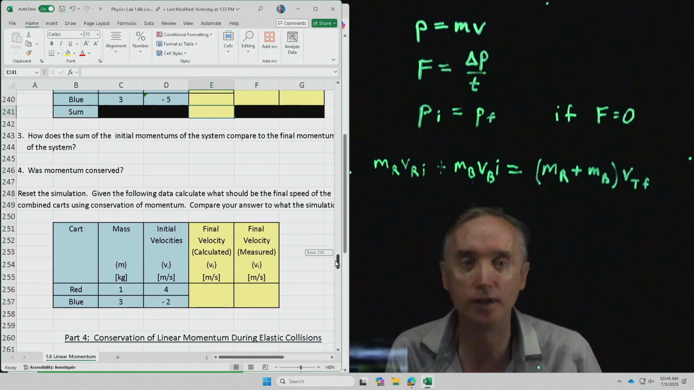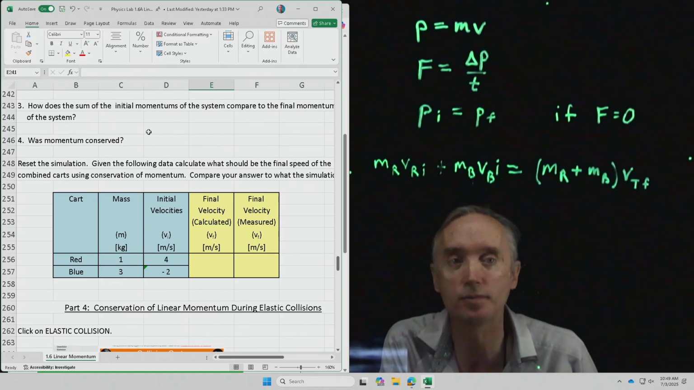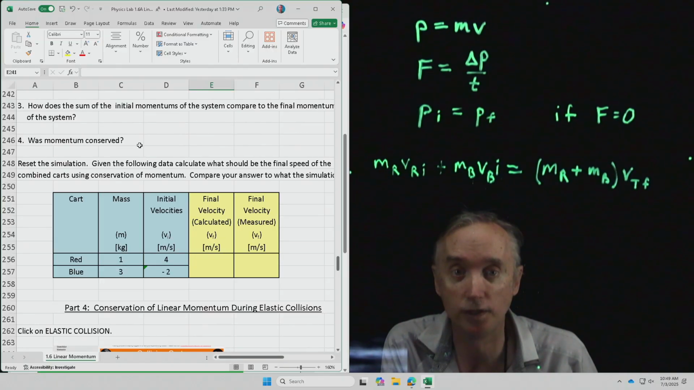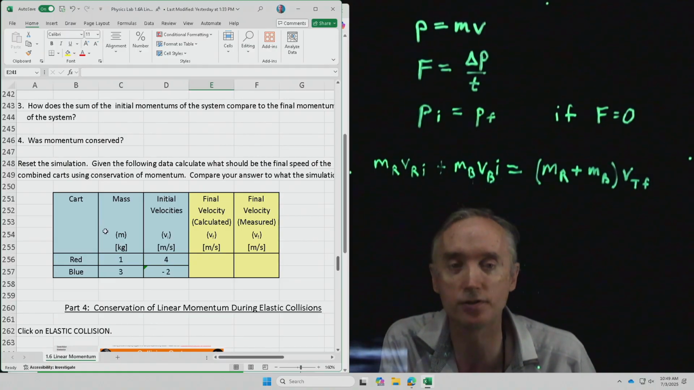So question 3, how does the sum of the momentums of the system compare to the final momentum of the system? Was momentum conserved? Okay, now we're going to reset the simulation.